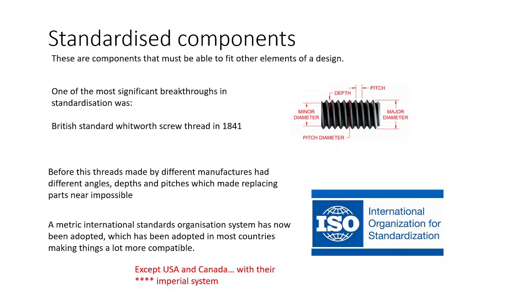I won't go too much into that, but the imperial system is dumb. There's a reason why pretty much everyone uses the metric system. The more people that agree to use the same system, the easier it is, but obviously America and Canada have to be America and Canada.